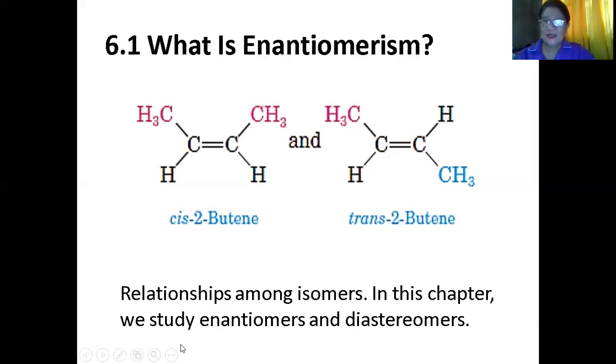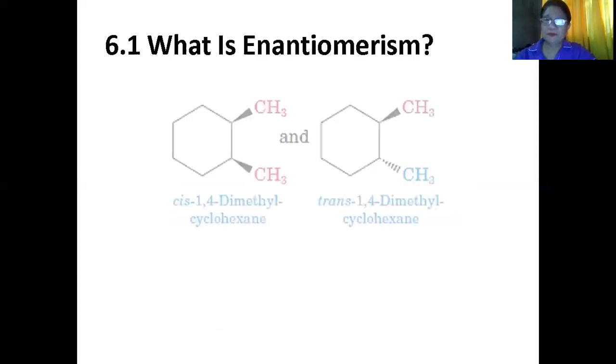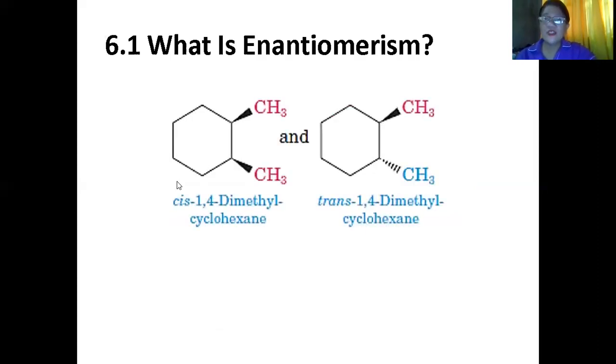So these are relationships among isomers. What do you mean by enantiomers and diastereomers? Let's dig deeper into this. So this one is cis-1,4-dimethylcyclohexane. Then this one is trans-1,4-dimethylcyclohexane.